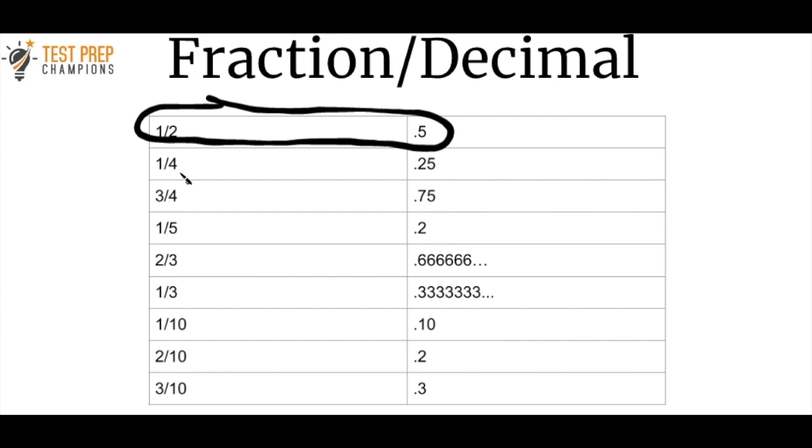So let's say you see 4 here. How many quarters are there in $1? Well, $1 is equal to 4 quarters. So what about 1/4? So let's say you've got 1/4. Well, that's equal to 25 cents or 0.25.